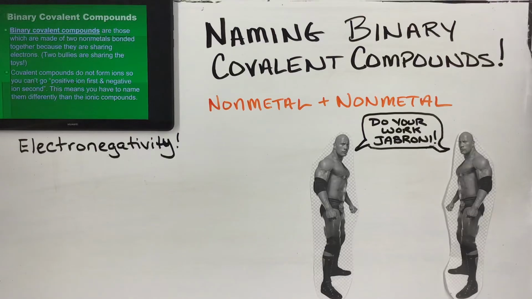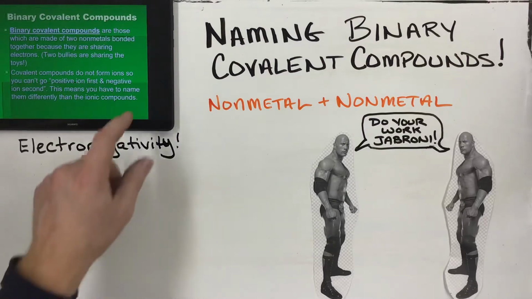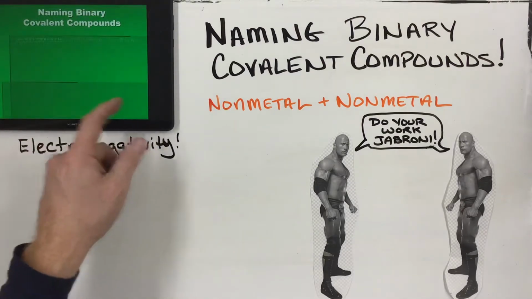Anyway, so here's the thing. We've got two nonmetals, they're sharing electrons. So there isn't a stealing and taking and they're all mine and not yours. There's no positive and negative ion, right? So we have to have a different system of naming here because we can't put the positive ion first and the negative ion second if there's no ions. So how do we name these things?